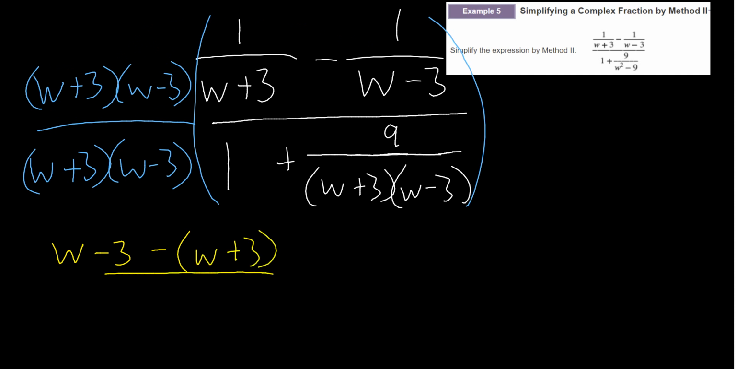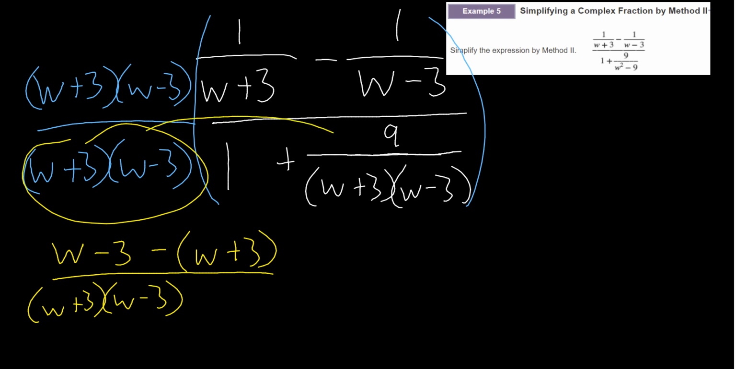And then that's that. And then in my denominator, it looks like I'm going to multiply this by 1. Well, that's just going to be this, right? It's going to be W plus 3, W minus 3. And then I'll multiply this all by this fraction over here. Well, everything just cancels and I'm left with a 9. So that's good. So plus 9.